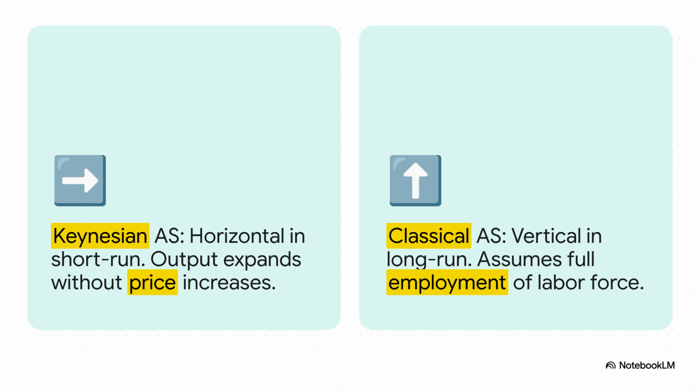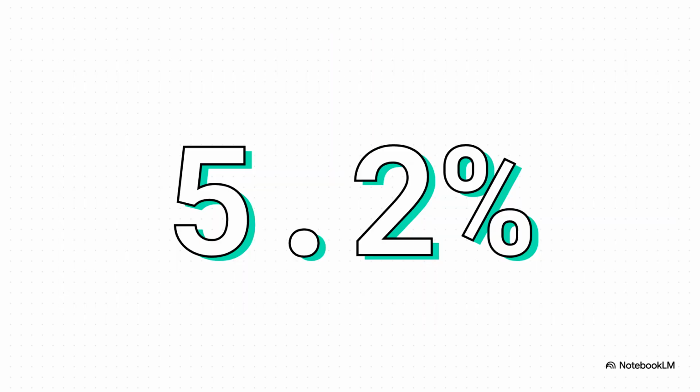But if you zoom out, say, 10 years to the classical view, that curve goes strictly vertical. You're at full employment. If demand spikes now, you can't magically print more workers out of thin air, right? So output stagnates, and only prices go up. But wait a second. When we say full employment in that long-run model, does that actually mean zero unemployment? Well, actually, no. There is always going to be some frictional unemployment. That's just people voluntarily moving, searching for better roles, or freshly entering the workforce. Historically speaking, the Congressional Budget Office pegs this natural baseline right around 5.2%.